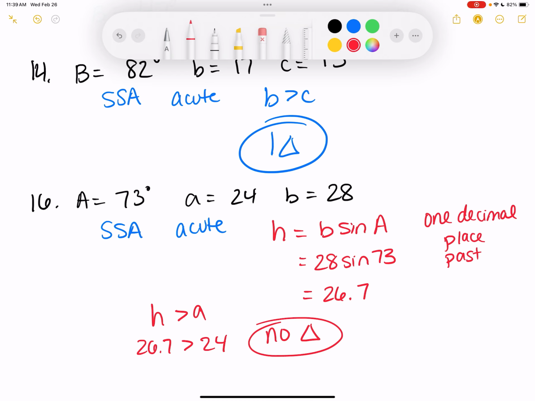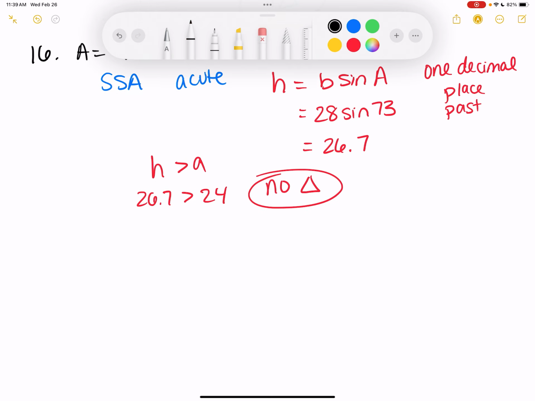Let's look at 20. This will be our last one. Angle B is 38 degrees. Side B is 21 and side C is 25. So this one they actually want us to solve. We're not just telling how many there are.